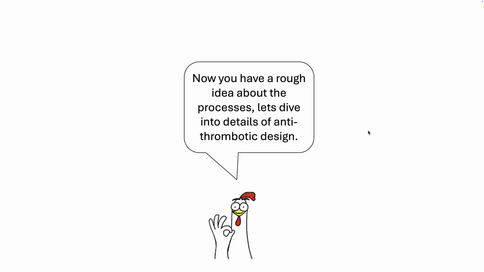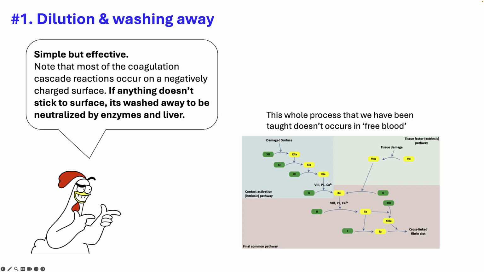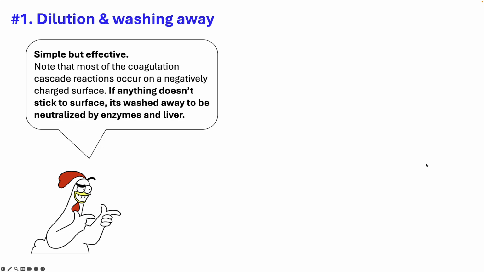So now you have a rough idea about the general process. Let's dive into details. The first is dilution and washing away. One of the things that you have been taught traditionally is this diagram of the coagulation cascade. You have to understand that this whole process that you have been taught doesn't occur in free blood. This whole pathway requires a negatively charged surface to function. Anything that doesn't stick to the surface is washed away to be neutralized by enzymes and the liver.